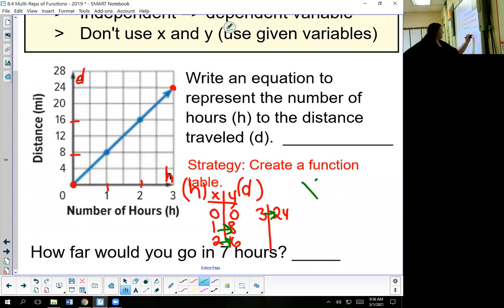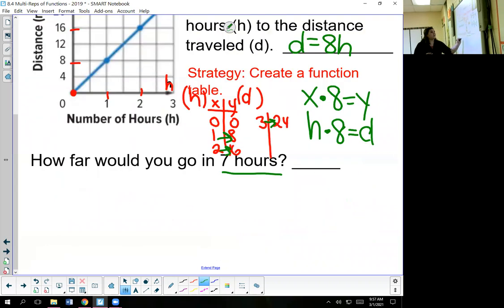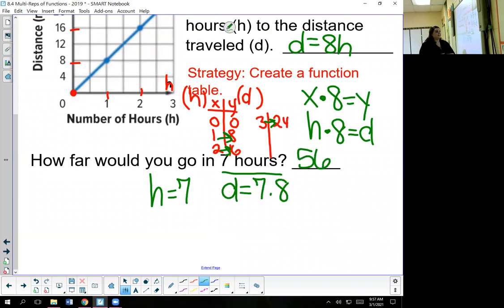I go with my x, which is really my h. I'm multiplying by 8, and I get my y, which is really my d. So my equation is d equals 8h, 8 times the number of hours. So therefore, how far would you go if you went 7 hours? So if I continue on this pattern, well, 7 hours is h, right? So if I tell you h is 7, plug it into the equation. 7 times 8 is 56. Sometimes I might tell you what d is, so just be careful going in the inverse part there.